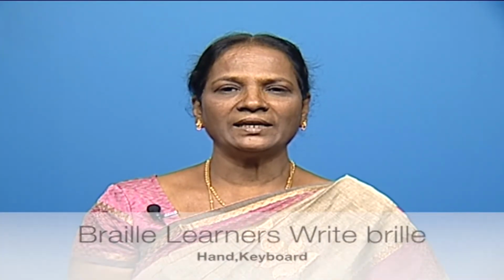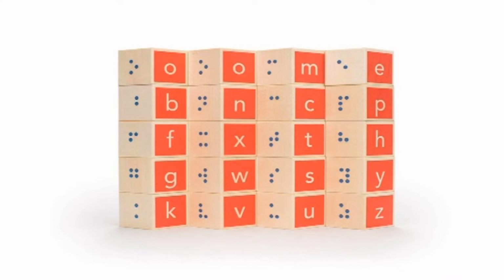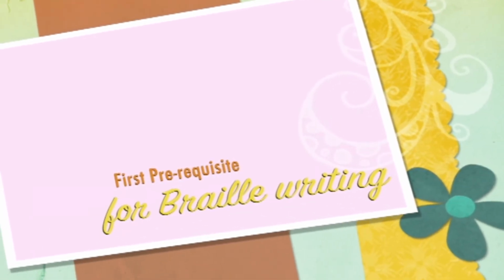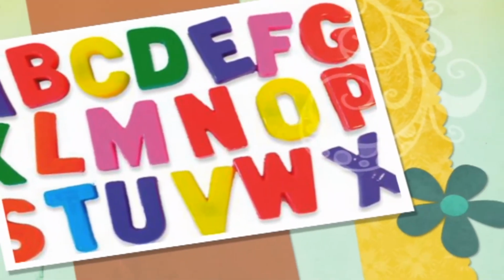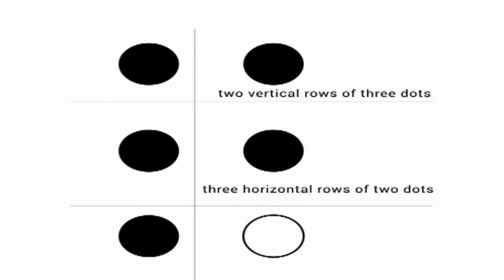However, Braille learners can write Braille both by hand and with a keyboard. Once the visually impaired persons learn the Braille alphabet, both techniques should be fairly used, but it requires practice. The first prerequisite for Braille reading and writing is learning the alphabet. All the Braille is written as a combination of 6 dots per cell. The dots are arranged as 2 vertical rows of 3 dots or 3 horizontal rows of 2 dots.